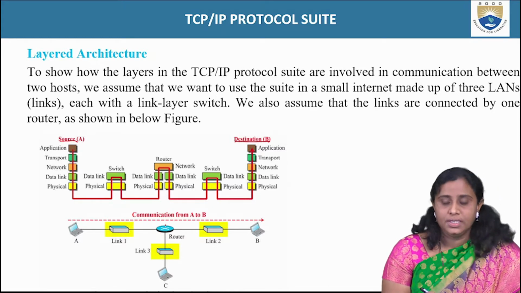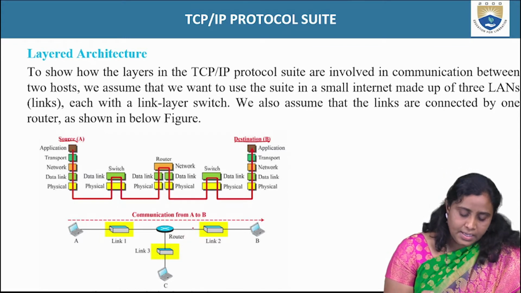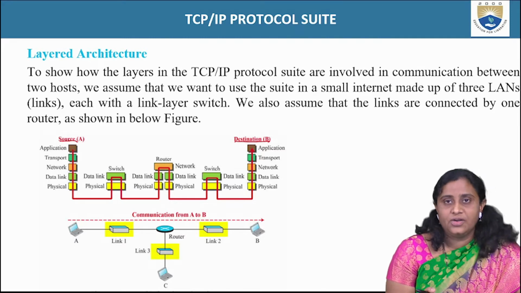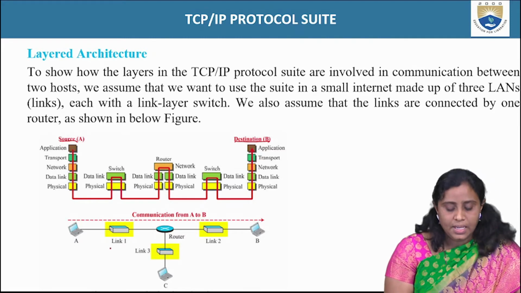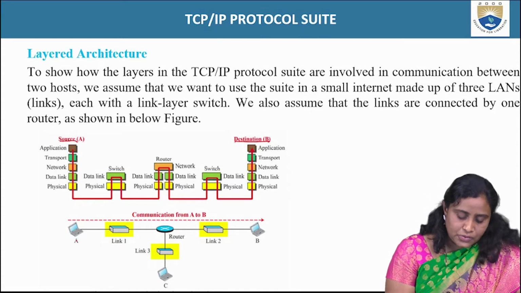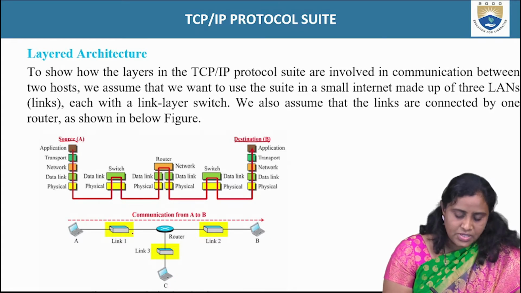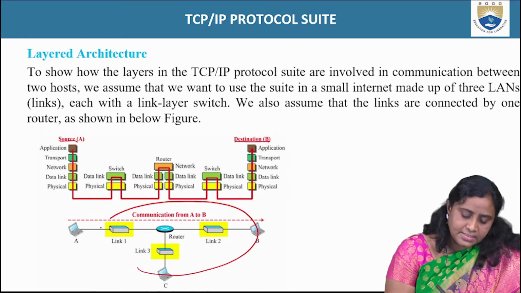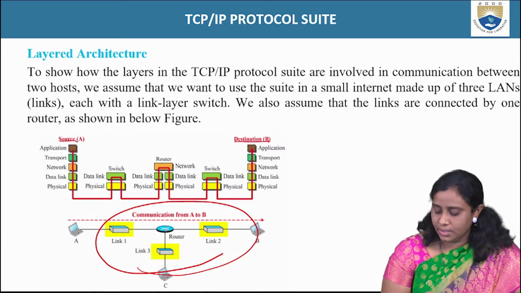What do you mean by a router? A router is a device which can connect two switch-type networks or two subnets. Here a router can connect the link 1 layer of source host A, the link 2 layer of destination host B, and the link 3 layer of destination host C. All these three links are attached by one router, the centrally located router.